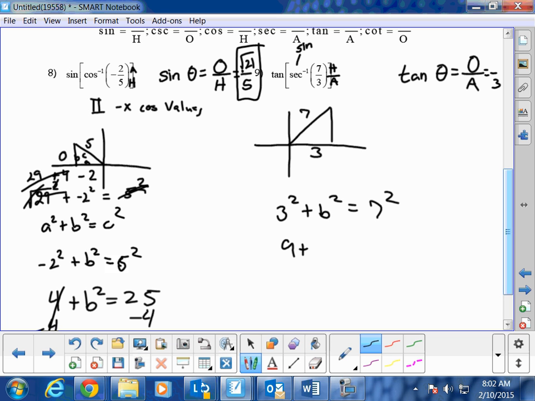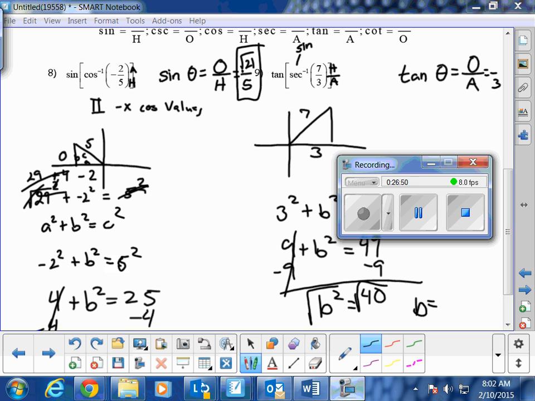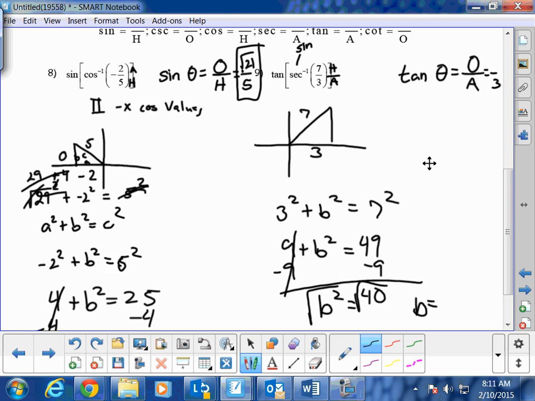9 plus b squared is equal to 49. Subtract 9, subtract 9. This cancels. This becomes b squared is equal to 40. Take the square root of both sides. You find out that b is the square root of 40. So getting back to this, my answer should be the square root of 40. So this is my opposite side. So this really should be the square root of 40.